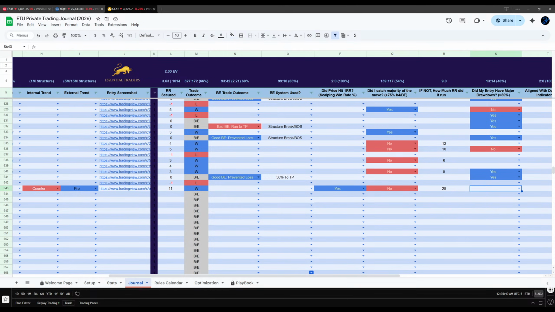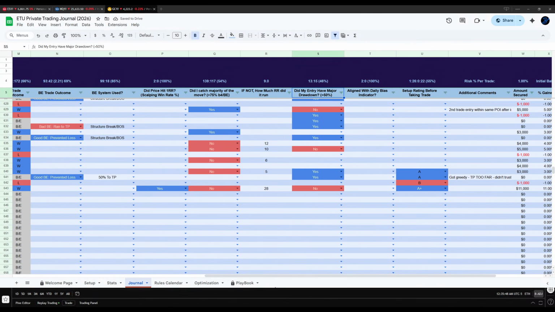Did my entry have made a drawdown? Let's check it out. No, it did not. It barely had any drawdown. Again, how I define it, always right here: greater than 50% is made a drawdown. Made a drawdown just means how much does it go into your stop loss? How precise was your entry point? And in this case, it was completely fine.